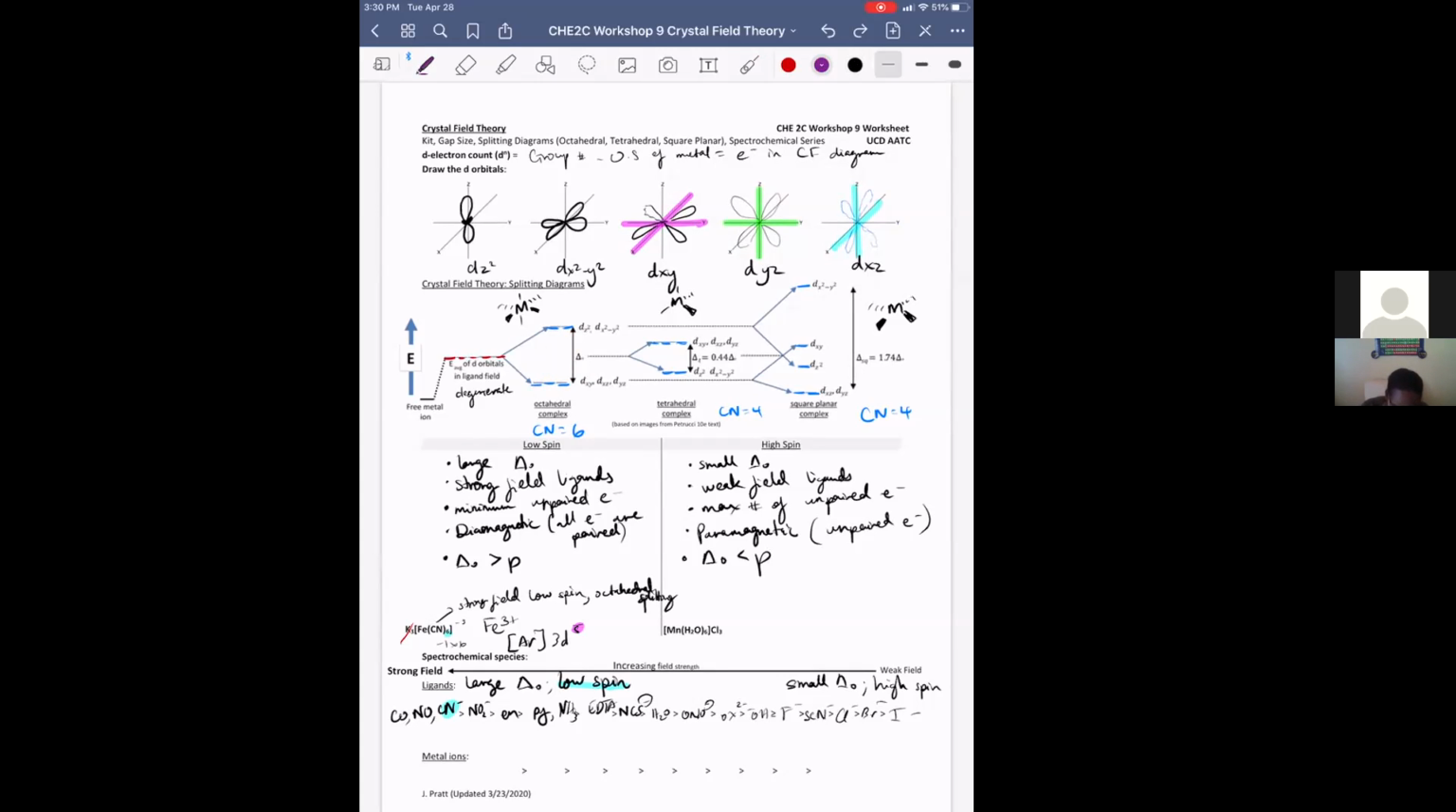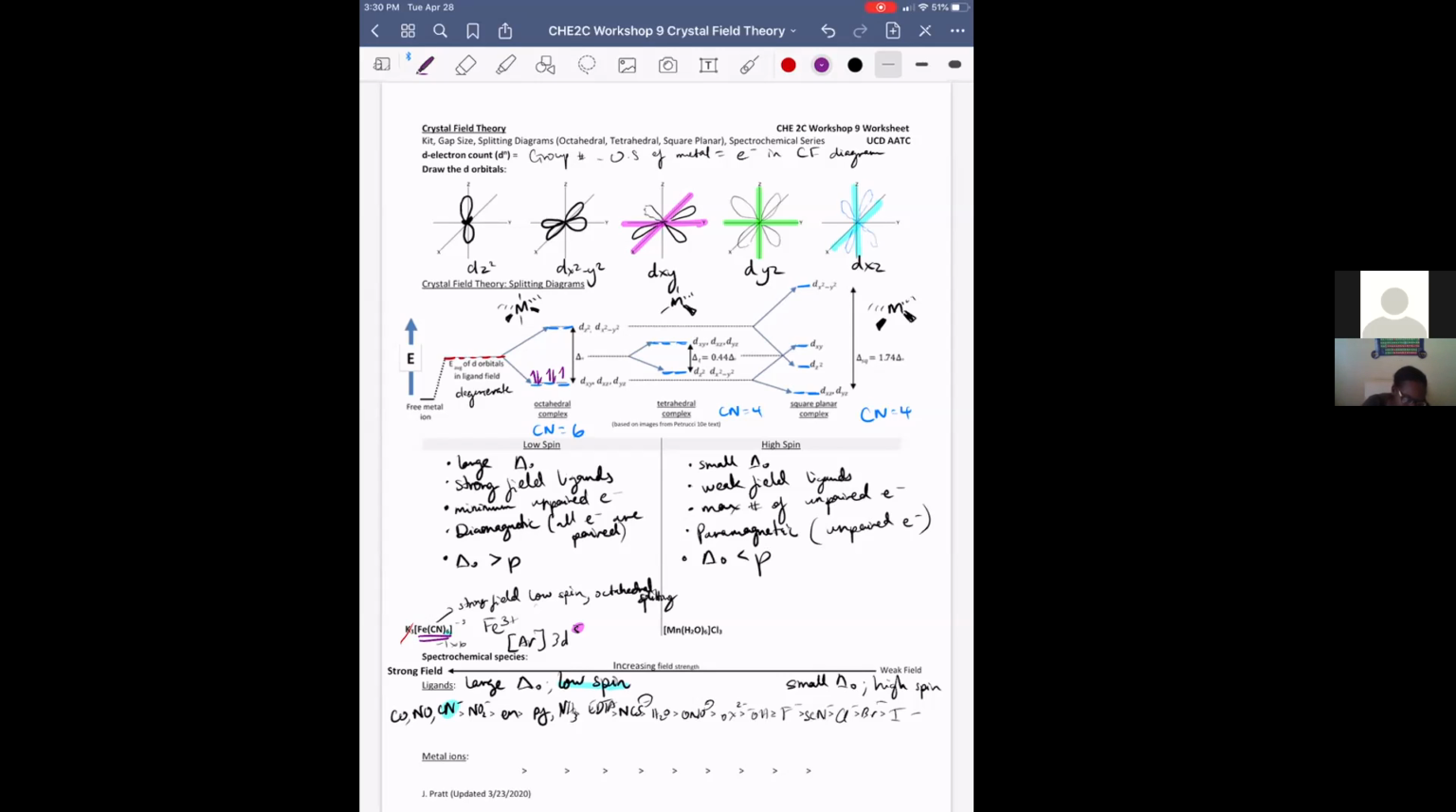And since it's low spin, we want to fill the lower energy orbitals first. So now we'll take our 5 electrons and we'll fill 1, 2, 3. And then because it's low spin, we want to pair those orbitals first, electrons first. So 1, 2, 3, 4, and then we need 1 more, so it'll be 5, right? So that's how the electron filling for K3Fe(CN)6 would look.